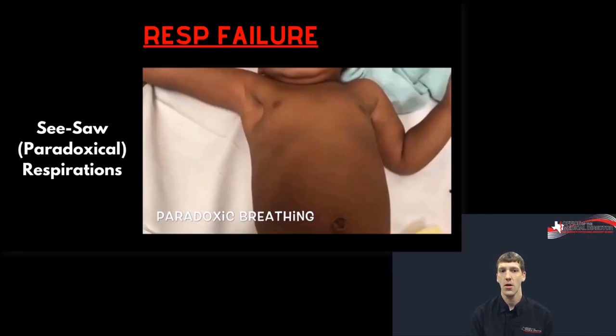Next is going to be seesaw or paradoxical respirations. Essentially what you're going to see is during inhalation, the child's chest is sinking in due to so much effort, and then you're going to see the abdomen doing an opposite motion. And so you're going to see a seesaw back and forth of the chest and the abdomen. And this is a diaphragm that's tiring out, and they're just putting a ton of effort in the chest and sinking the chest down. So when inhalation happens, the chest goes in. When exhalation happens, the chest is actually going out. The opposite of what we normally see in normal respiratory breathing.